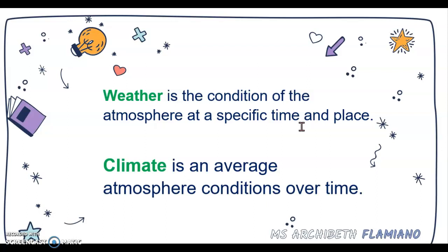But later during the day, you observe that it started to rain. So at that particular time and place, you would say that you have rainy weather. But when you say climate, it is the average atmospheric conditions over time.